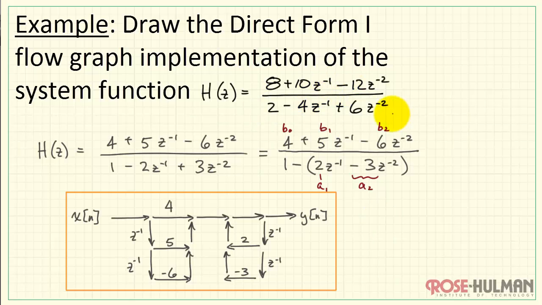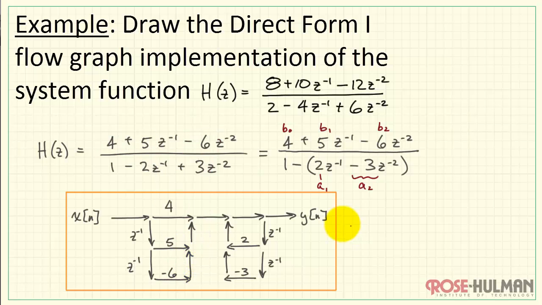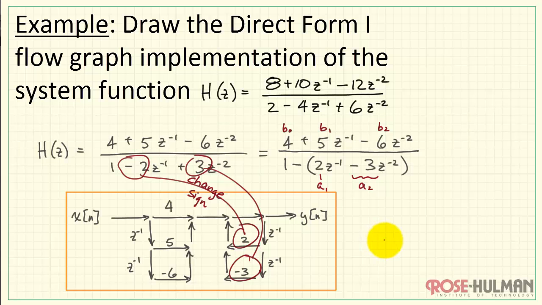Now I will point out that with some practice, you can directly translate the coefficients that you see here. So we start with 4, 5, and the minus 6. That would take care of the numerator coefficients. And then in the denominator, as long as we have that lead coefficient set equal to 1, then I can translate the negative 2 onto the flow graph as long as I remember to change the sign. And the same thing for the 3. All right, that takes care of this problem.